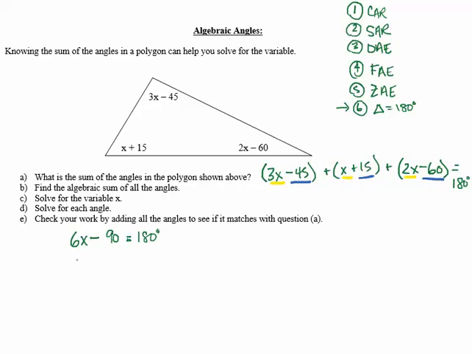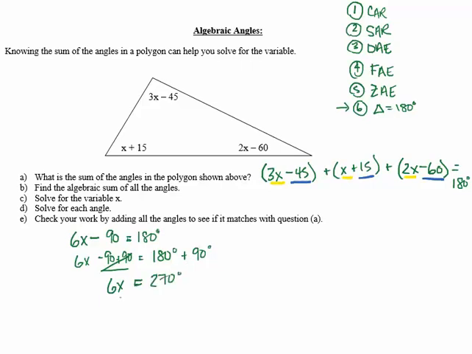So in order to balance off the left side, I need to add 90 to balance this. And then on the other side, because I added 90, I need to add 90 on the other side as well. So minus 90 plus 90 cancels out and makes 0. So I'm left with 6x, and that's equal to 180 plus 90, which is 270.